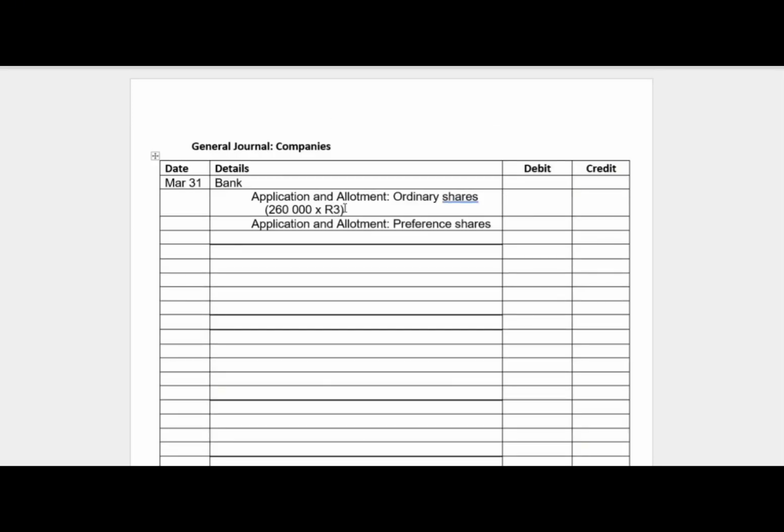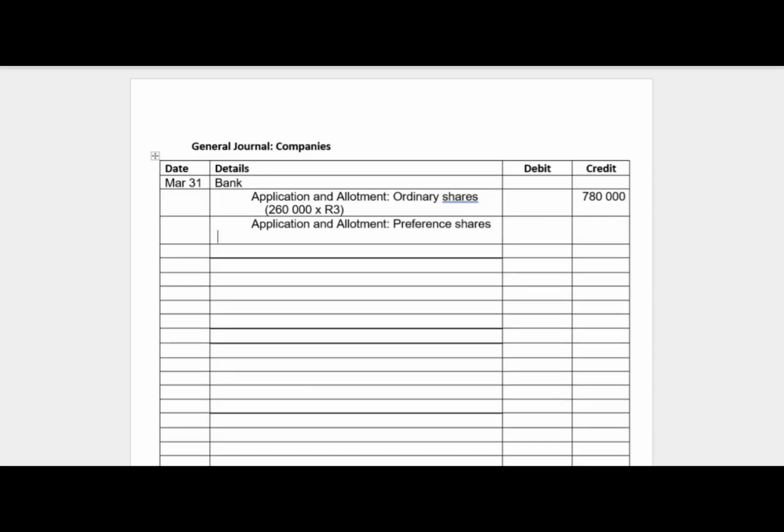Multiply by 3 rand. And then we're going to get an amount to record there. So how much is your application and allotment for ordinary shares? 260,000 times 3. I'm getting 780,000. All right. And then we're also going to do calculations on application and allotment for preference shares.